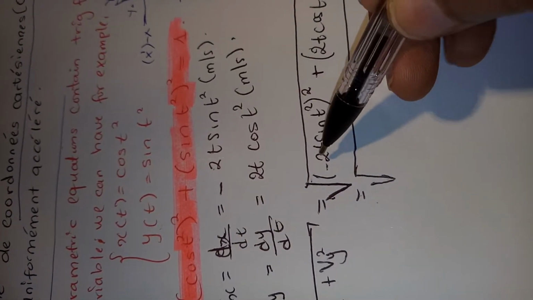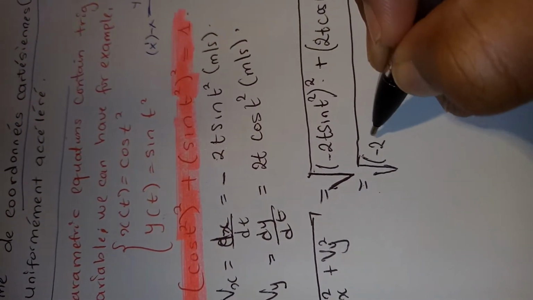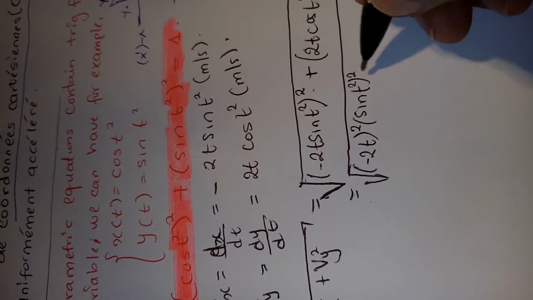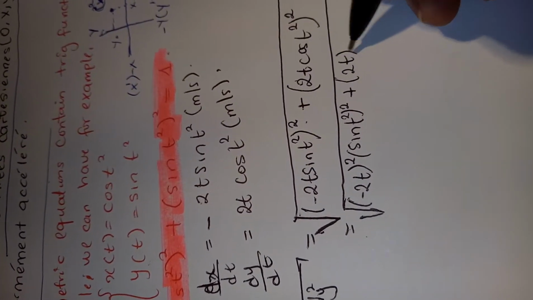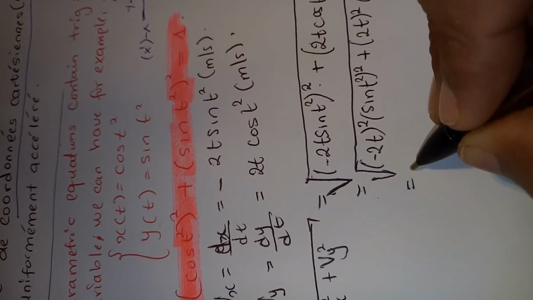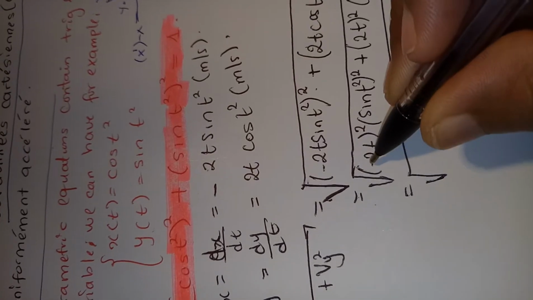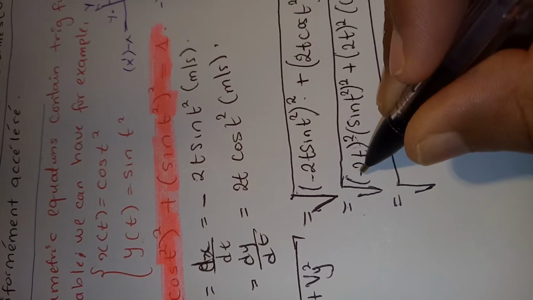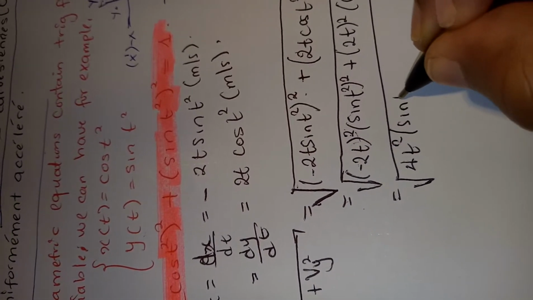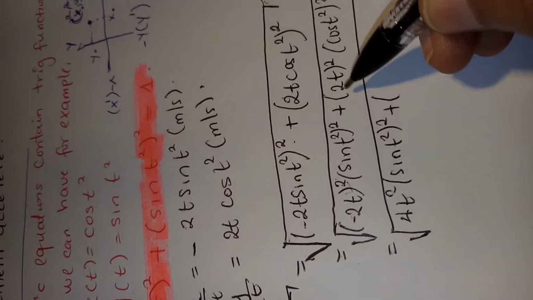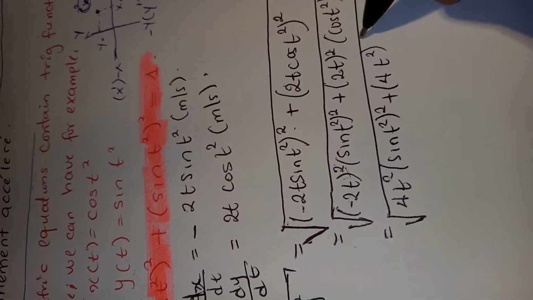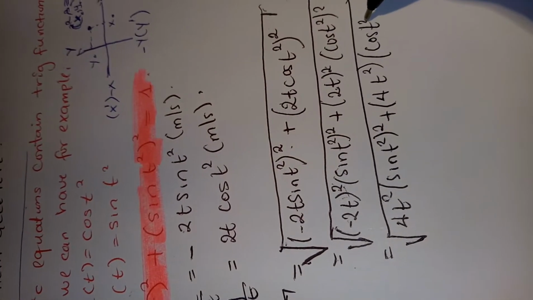And then we have this, I can break it down to minus 2t squared sinus t square plus 2t square cosinus t square. And then what would this give us again? We're going to have minus 2 squared, that's 4t square, and then sinus t square, plus same thing here, 2 squared, that's 4t square. Alright, okay, that's fine. And then cosinus t square.